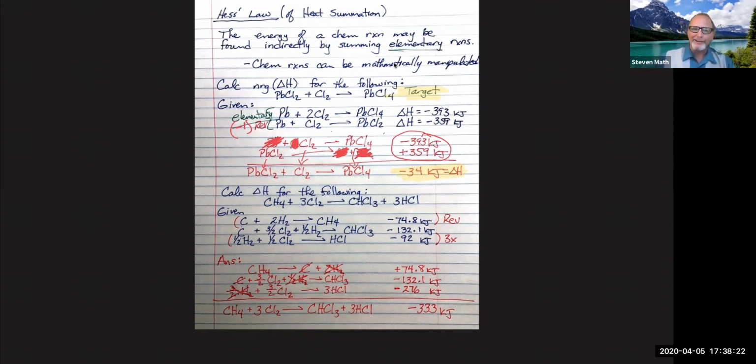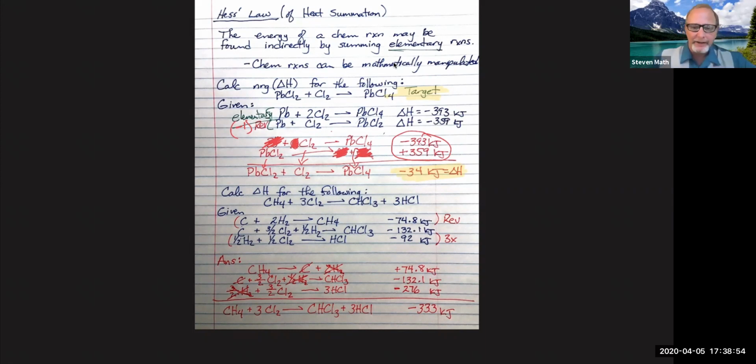Let's look at our second example down at the bottom here. It says, calculate delta H for the following. I take methane gas and chlorine, and I'm going to tack on a couple of chlorines onto that CH4. Boot out a little bit of hydrogen, make some hydrogen chloride. This would clearly be one of those reactions that's too dangerous for us to be doing in the laboratory. We don't want to generate HCl gas.